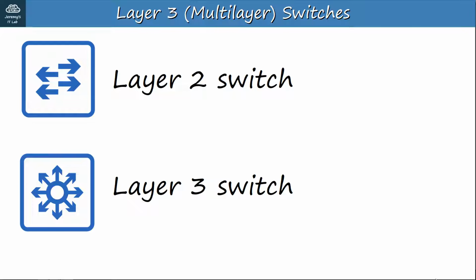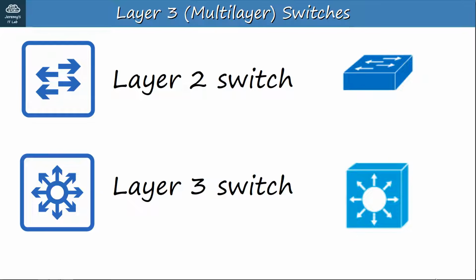also known as a multi-layer switch. From now on, I will use either term, layer 3 switch or multi-layer switch. You should know both. By the way, these are the official Cisco icons for a layer 2 switch and a layer 3 switch, but I think the ones I use in my videos look cleaner and more modern.